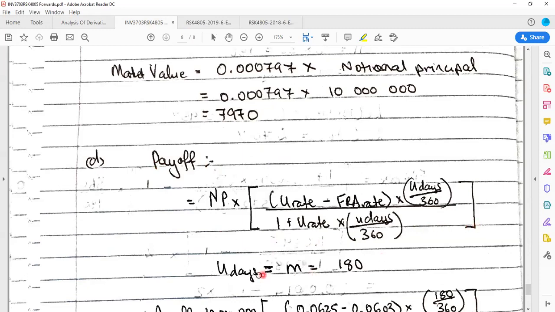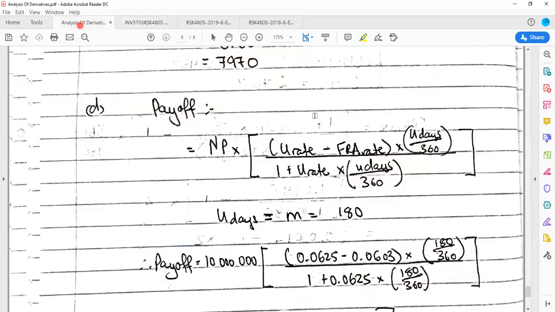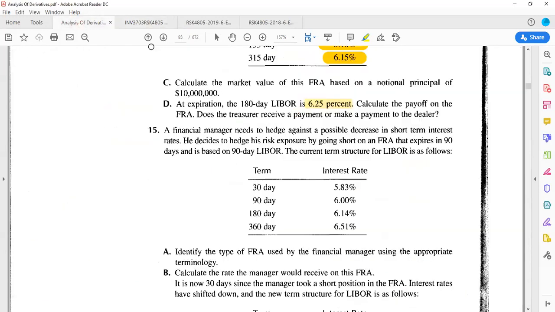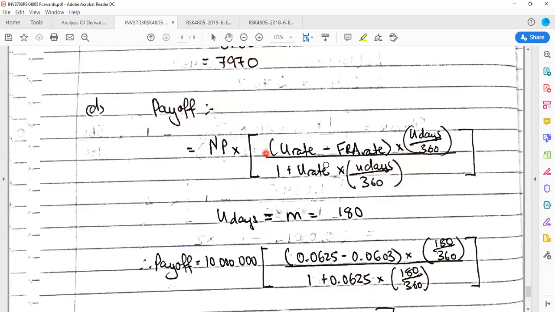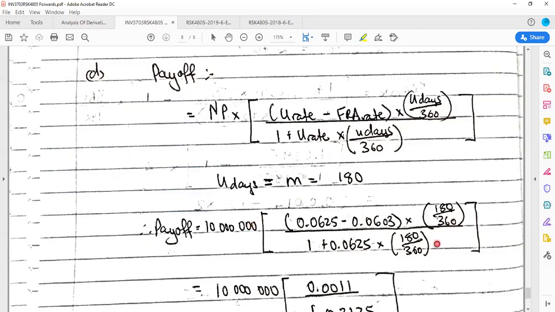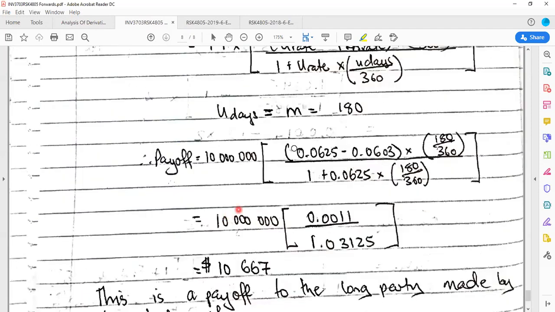And we said M, the underlying days, is 180. These are the number of days you are borrowing or lending for. The FRA rate is what we calculated at the beginning. And the underlying rate is the rate at expiration that we actually have for borrowing or lending the money. So we substitute that information into our formula, right? Multiplied by the notional principal. You do your calculation bit by bit.